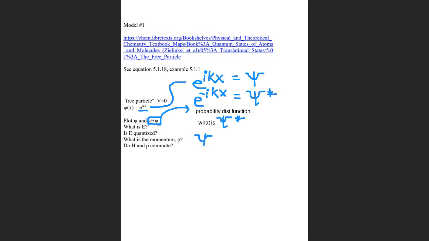And therefore, psi star times psi is e to the negative ikx times e to the ikx. Okay, so the product of e to the ikx and e to the negative ikx is equal to e to the 0, which is 1.